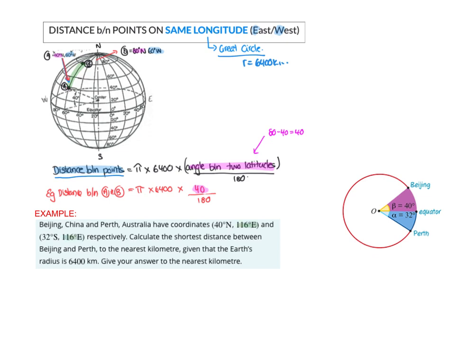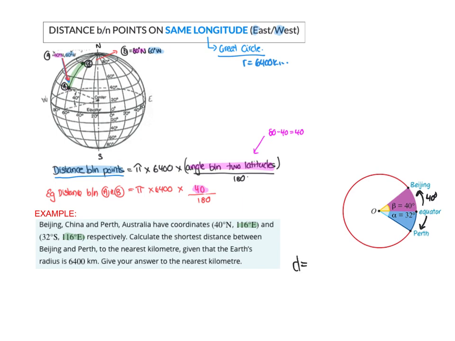And then see how they both have the same longitude. So you know you're going to use this same longitude formula. Now, it said Beijing is 40 degrees north of the equator, so there it went up 40, and Perth is 32 south. And it says find the distance between those 2 points.